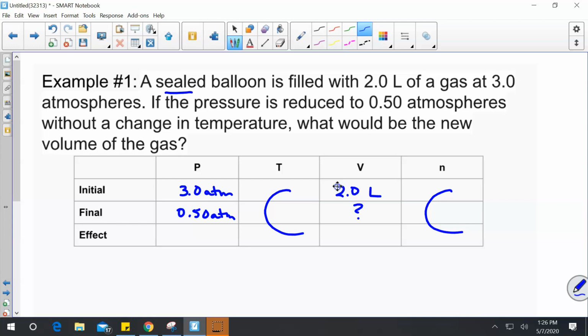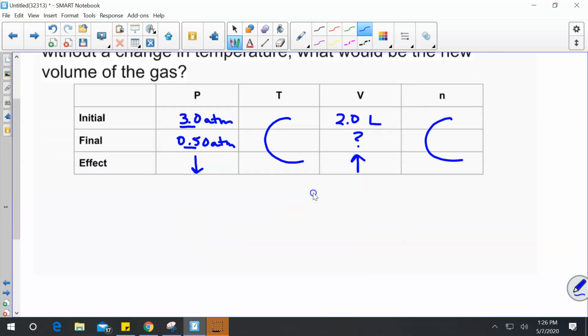We know this is an inverse relationship, so we look at what's happening to the pressure. It looks like it's going down. If the pressure is going down and this is an inverse relationship, that should make the volume increase. So I need to set up my relationship. I start out with 2 liters of my gas times my ratio. I know I need to make it increase, so I'm going to put 3 atmospheres over 1/2 atmosphere. Do my math, I get 12 liters. There's my answer. Okay, so remember doing these. We're just going to review these quickly, and then you have a review worksheet in your packet.